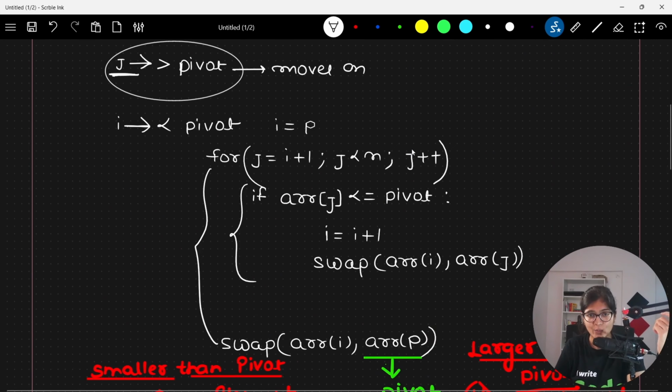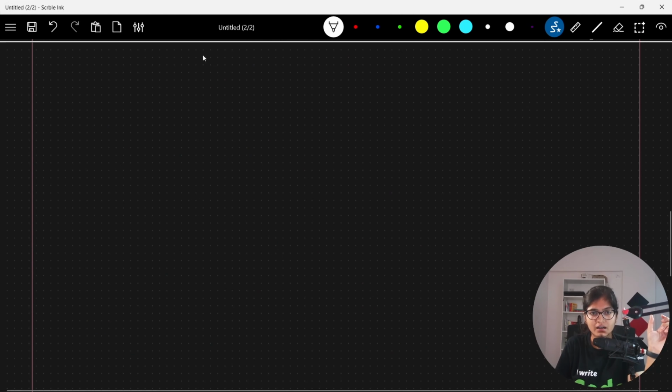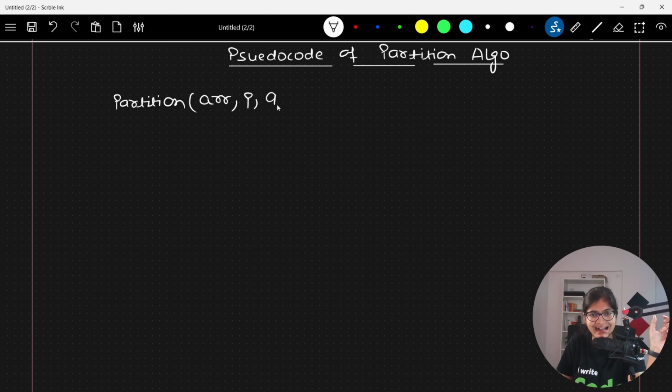So what is happening here? The simple pseudocode of the partition algorithm is this: suppose we have a partition function where we have the complete array R, the starting index P and the ending index Q. Inside that we take one variable called i, whose value we assign as P, and then we start a for loop which will start from the value of i plus 1 and go until the value of n minus 1.